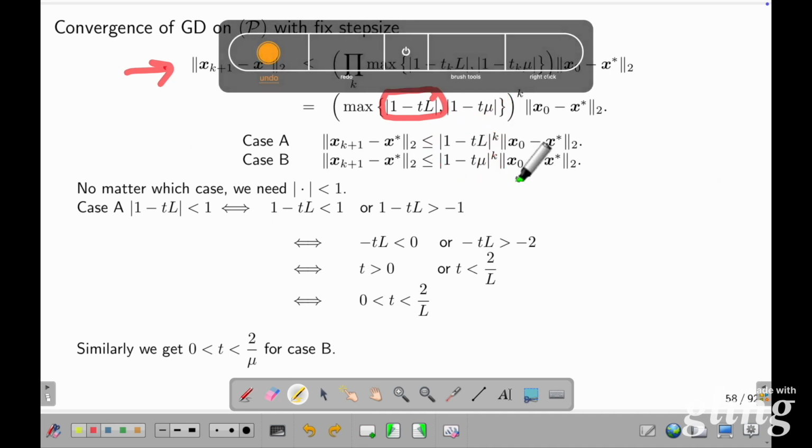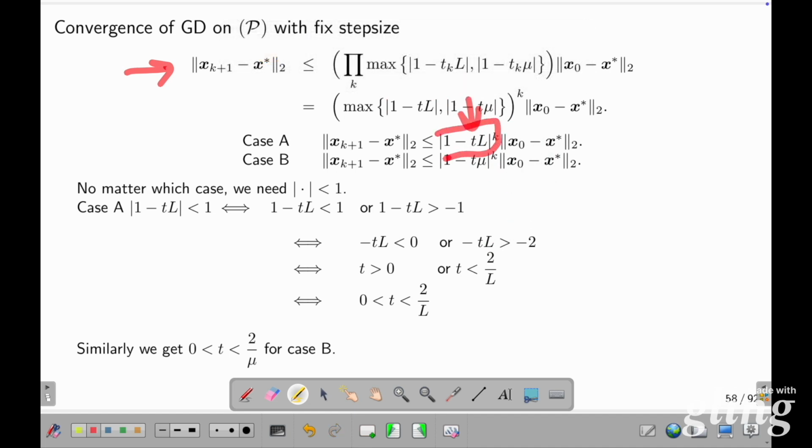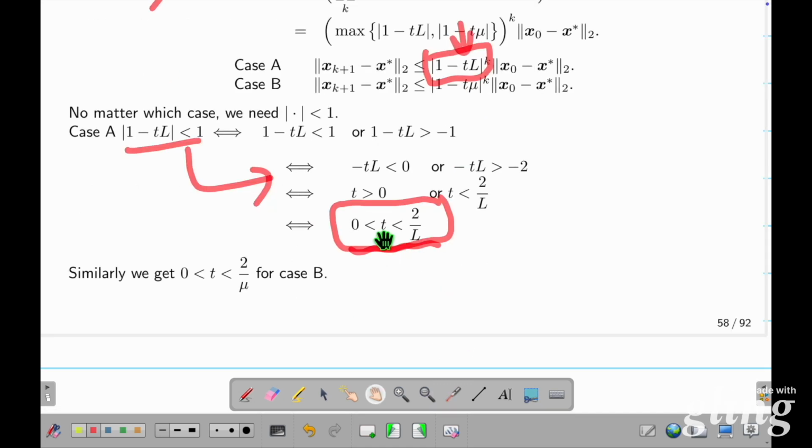So because of time, I skip the detail. So now I have this. I want this to be smaller than 1. This is what I want. And then blah, blah, blah. High school math, you get this one. So now you see why we have the 1 over L. This is why you have step size 1 over L.